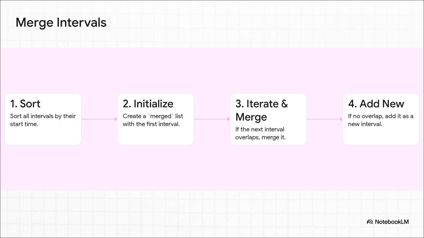The game plan here is super methodical. Step 1, and this is non-negotiable, you have to sort all of your intervals by their start time. Once that's done, the rest is easy. You just walk through the list, and if the current interval overlaps with the last one you saved, you just merge them together. If it doesn't overlap, you add it as a new separate interval. It's that initial sort that makes the whole thing work.